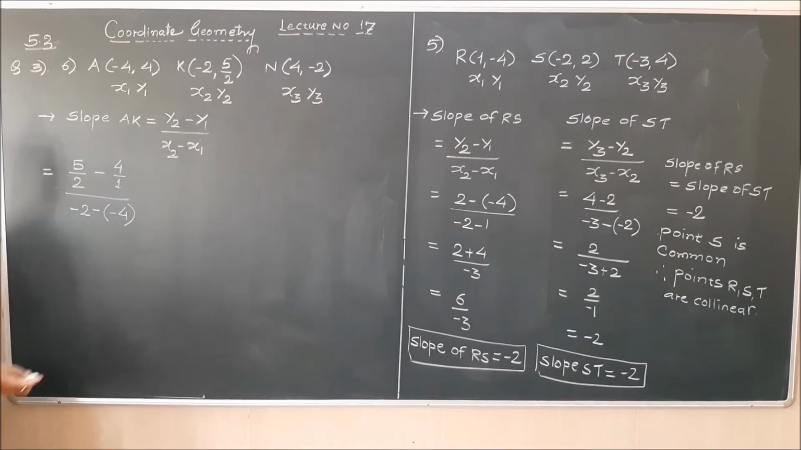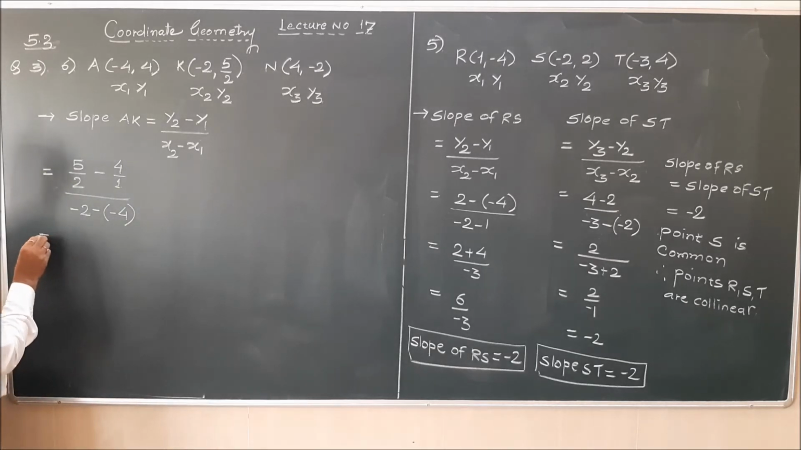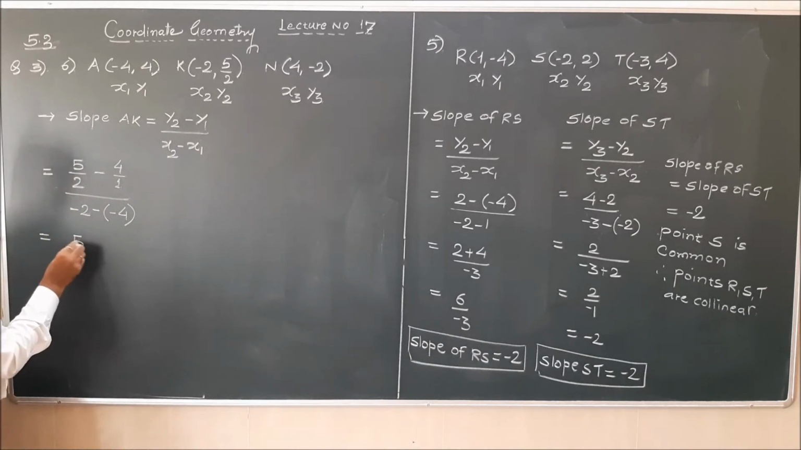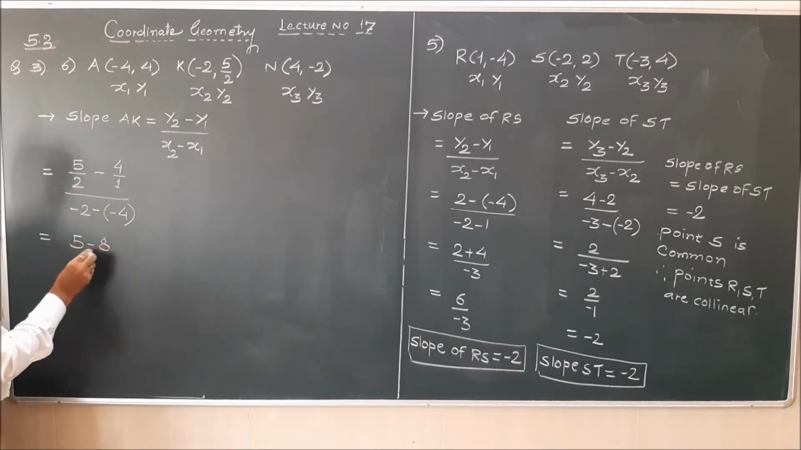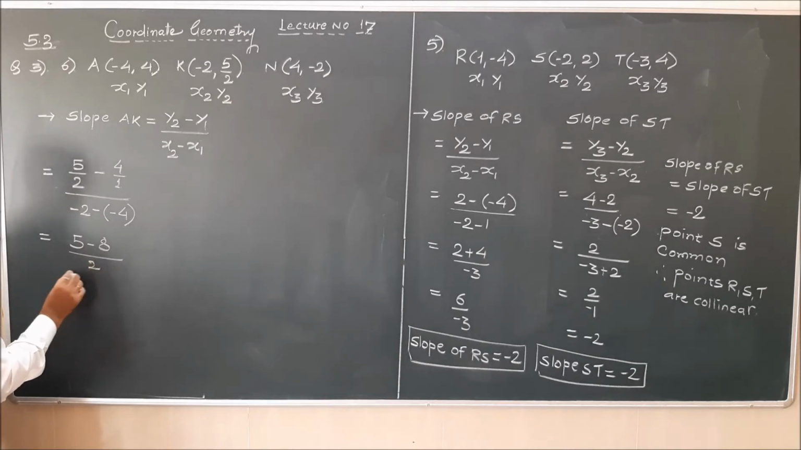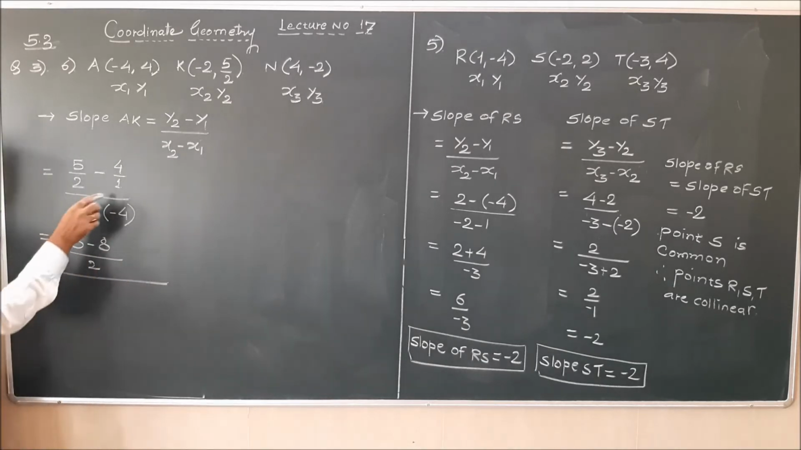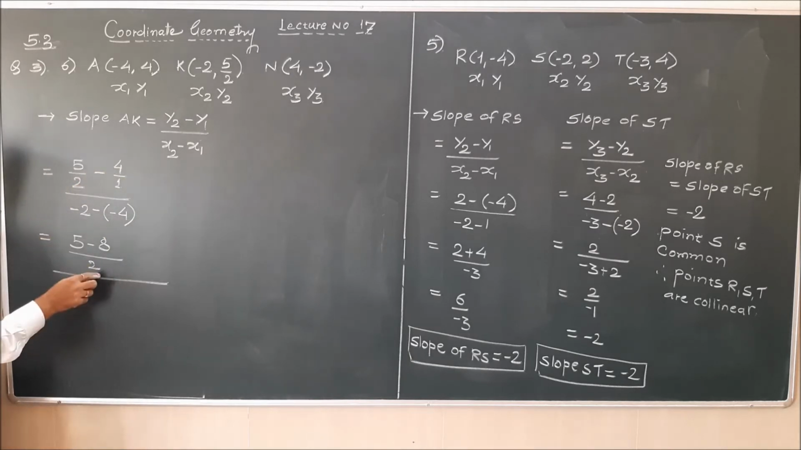Whenever we get the second point as negative, and before that there is a minus sign, we must place the second number into a bracket. So 5 ones are 5, minus 4 2s are 8, cross multiplication, 2 1s are 2, divided by, what I did here, 5 1s are 5, minus 8 upon 2 1s are 2.